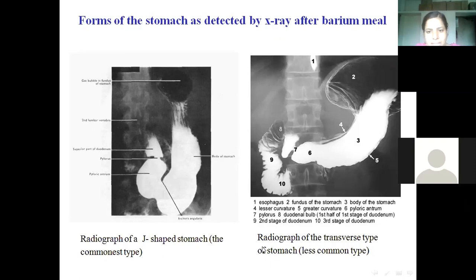See here, one is the esophagus, two is the fundus of the stomach, three is the body, four is the lesser curvature, five is the greater curvature, isn't it? Six is the pyloric antrum, seven is the pylorus, and eight, the duodenal bulb, has started. This is all duodenum: first part, second part, third part. That means the barium has nicely descended, so the stomach is normal and there is no obstruction in the stomach.